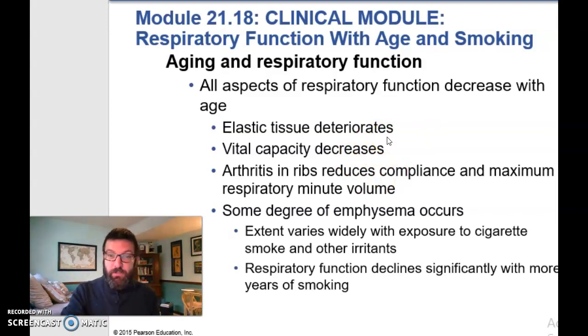People develop arthritis all over your body, so that happens in your ribs too, and that makes it harder to breathe, right? You have less compliance to breathe out. And everyone gets some degree of emphysema, right? The breakdown of those alveoli from lots of little alveoli into smaller numbers of larger ones, because we all get exposed to various irritants along the way. But the more irritants you get exposed to, and especially if you're a smoker, the more this is going to occur.